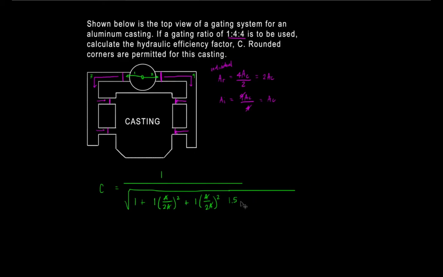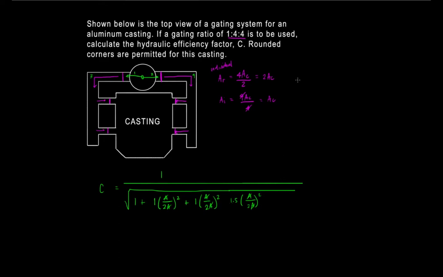So we have 1.5 multiplied by the choke area. Again, the numerator is always the choke area divided by the runner area, which is 2 times AC. So again, it cancels out.